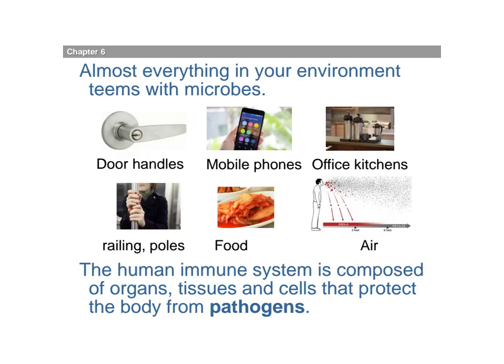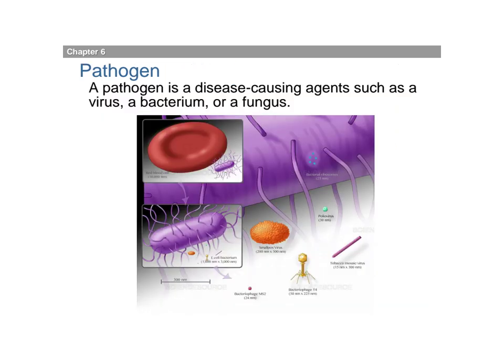Almost everything in your environment teems with microbes: door handles, mobile phones, office kitchens, railings, poles, food. Also the air may contain microbes and viruses. So the human immune system is composed of organs, tissues, and cells that protect the body from pathogens. Pathogens are defined as a disease-causing agent, such as a virus, a bacterium, or a fungus. It could also be a parasite.